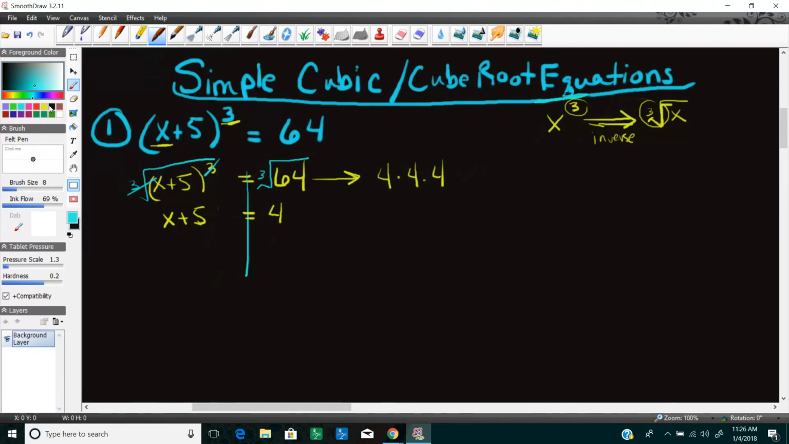From here it becomes simple. Subtract 5 on both sides. So x is just equal to 4 minus 5, which is negative 1. And that is it for that one.